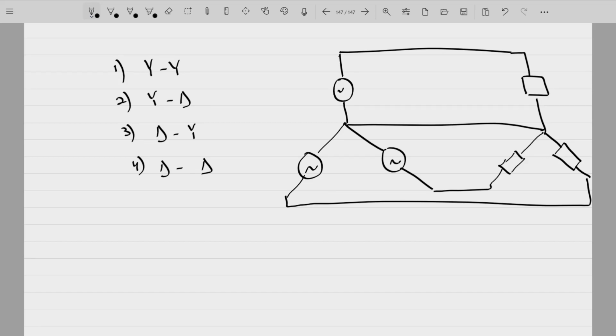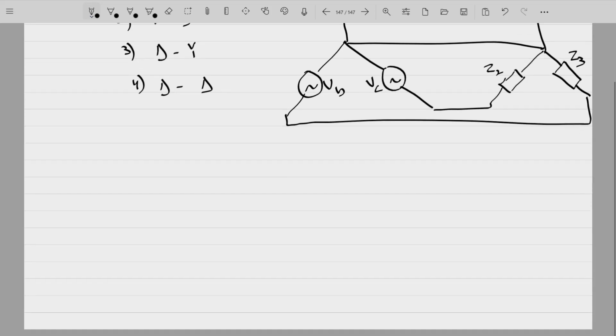four different systems. In one system, our three-phase source is connected in star, as well as our load will be connected in star. So we have VA, VB, VC, the three voltages, and we'll be having three impedances. They are also connected in a star fashion. So we'll be analyzing this circuit.